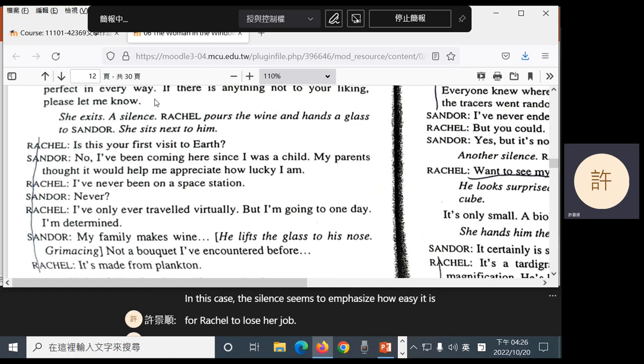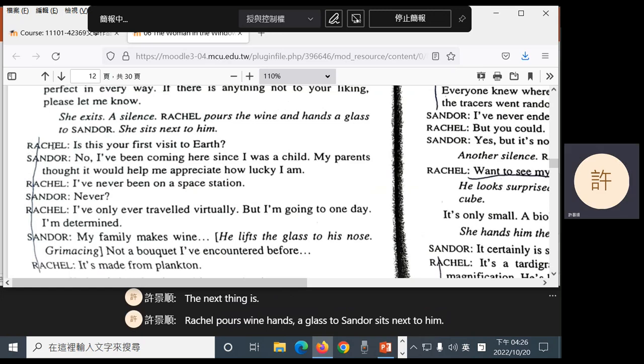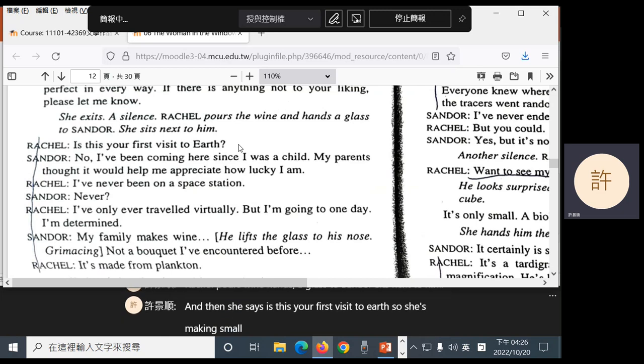Ms. says, if there's anything not to your liking, please let me know. And she leaves. And the audience is left to think about that idea before the next thing happens. The next thing is Rachel pours wine, hands a glass to Sandor, sits next to him. And then she says, is this your first visit to Earth? So she's making small talk.